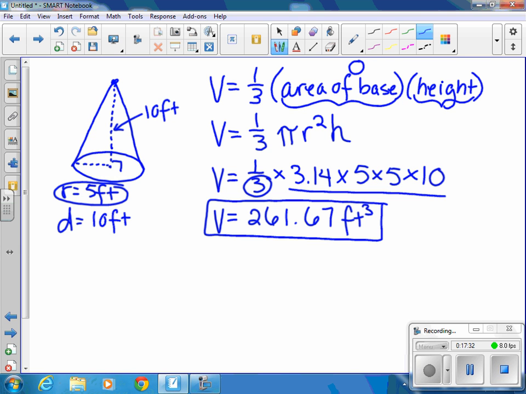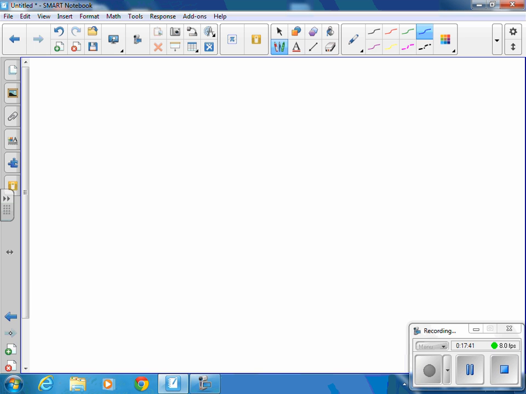We can do the exact same thing if we had a triangular pyramid. We would just find the area of the base. So if it was a triangular pyramid, I'm just going to go ahead and find the area of the base and then multiply it by the height of the pyramid again. So this is how you're going to work on all those.